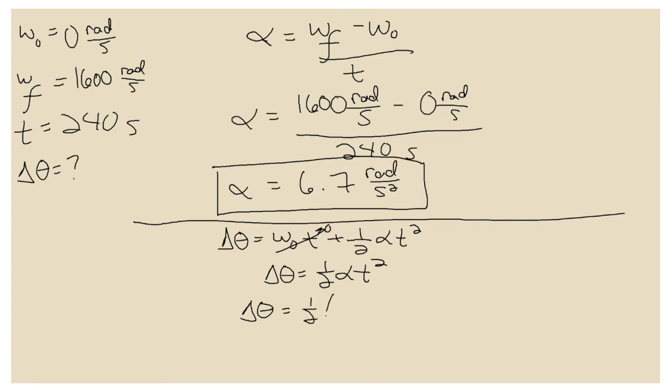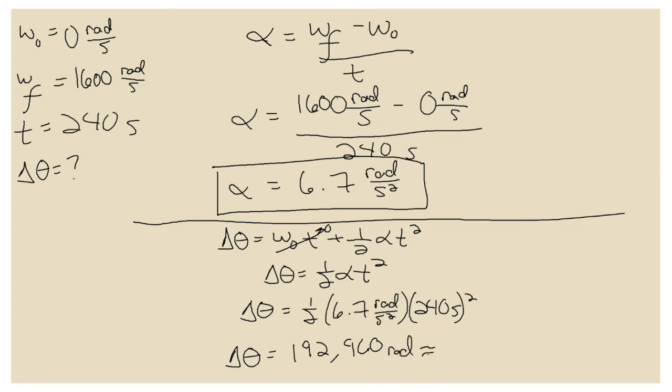And so we have 1/2 the angular acceleration, which is 6.7 radians per second squared. And then we're going to multiply that by the time squared, which is 240 seconds, whole thing squared. And when we do that math, we end up with delta theta is equal to 192,960 radians. But of course, because we want to round this thing to 2 sig figs, we're going to call it an even 190,000 radians.